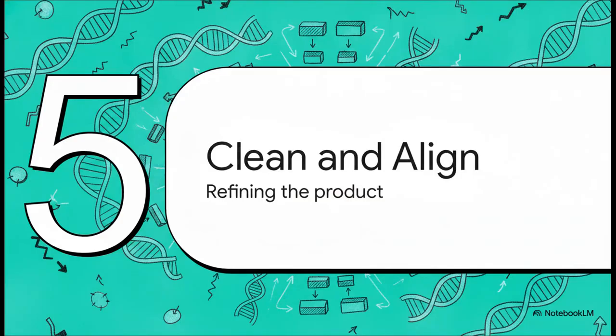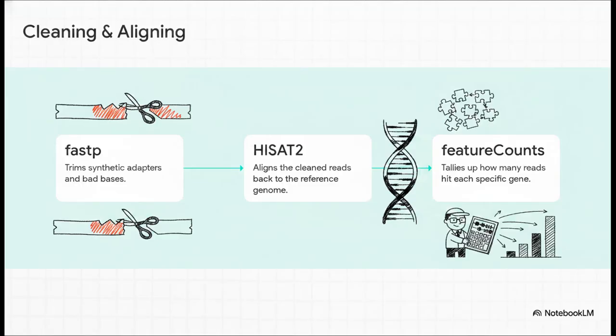All right, Section 5, Cleaning and Aligning. According to the materials, once we know what's wrong, we send the data through a series of specialized software tools to fix it. First up, a tool like FastP acts like a pair of factory scissors. It trims off those synthetic adapter barcodes and cuts away any low-quality red zone bases.